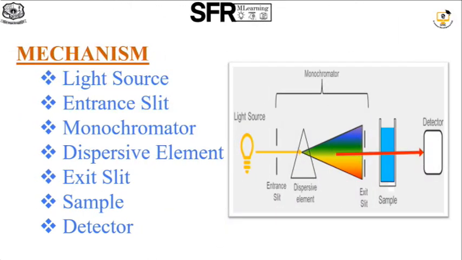Next we learn about the mechanism of spectroscopy. Spectroscopy shines light on a sample, and the sample particles absorb, emit or scatter the light in unique ways. By measuring this response, we can identify what is inside.